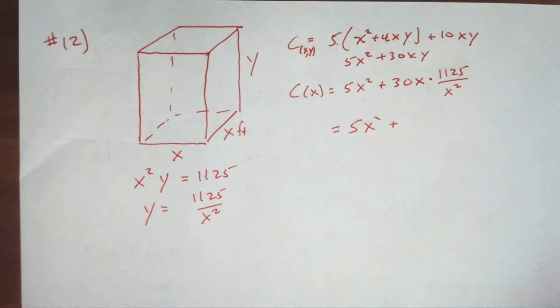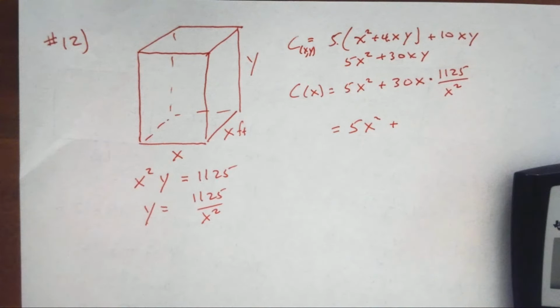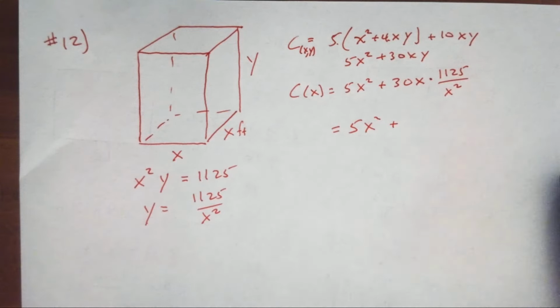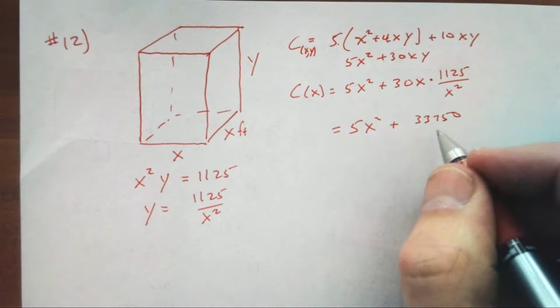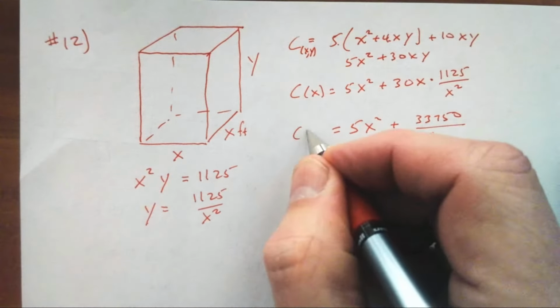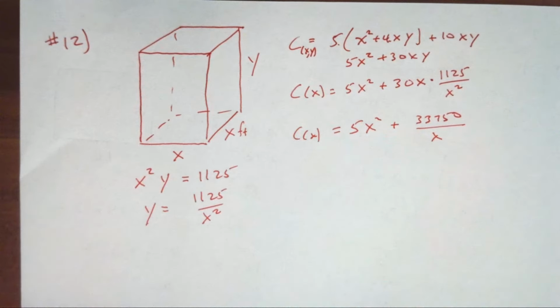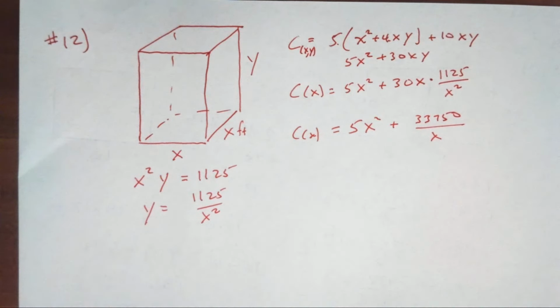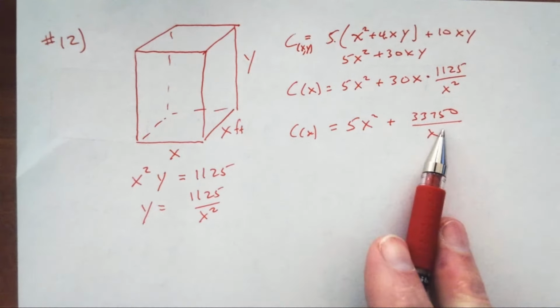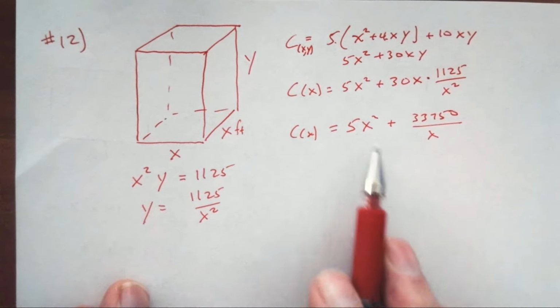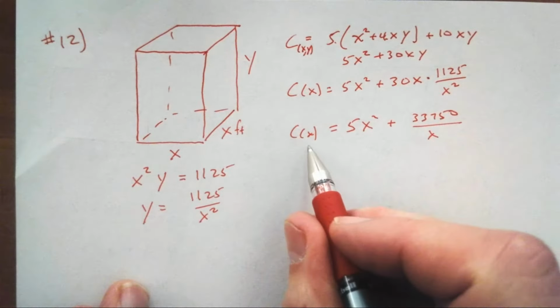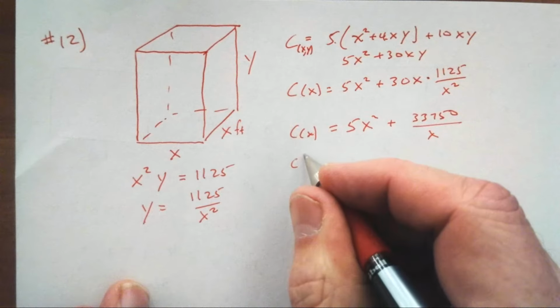Let's just do this on the calculator. I'm feeling a little lazy. 1125 times 30, I get 33,750. The x cancels an x, so 33,750 over x, and that is our cost just based on x, which we're trying to minimize. That makes sense because this has a parabolic feel to it, although there are some other interesting things going on here. A right side up parabola.